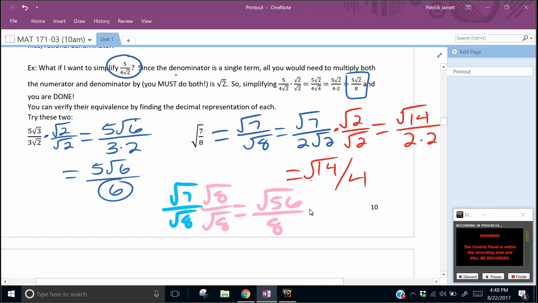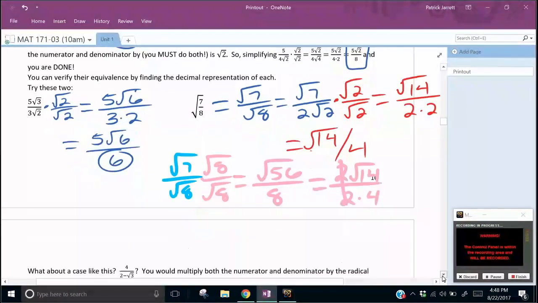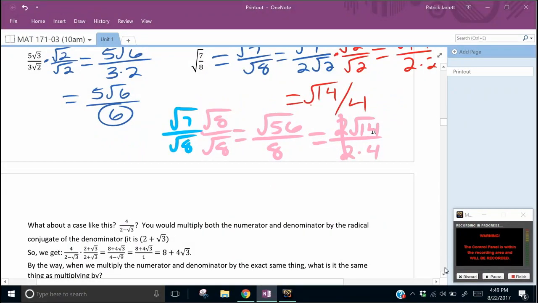Now, we know the square root of 56 is going to be 2 times the square root of 14, and that will simplify, obviously, to 2 times 4. And you get the same thing either way. So, that, folks, is how you rationalize a denominator like that.